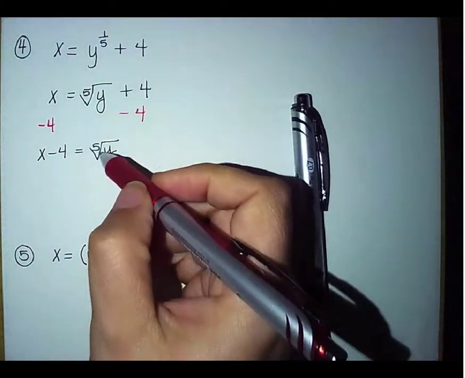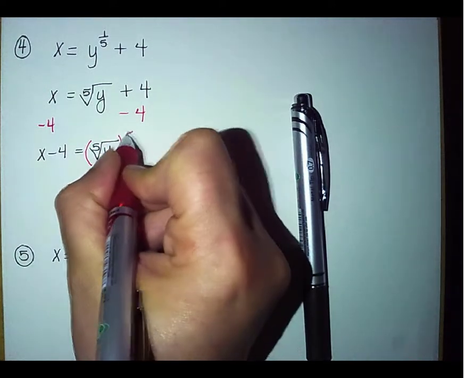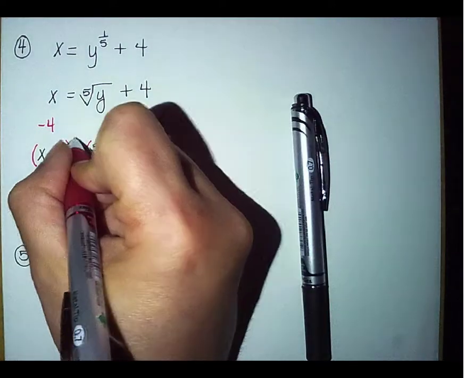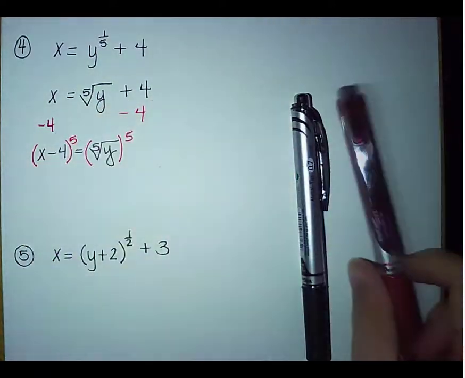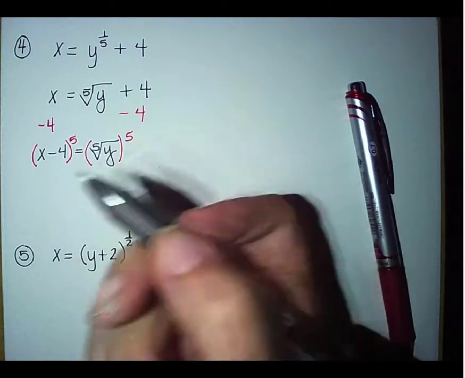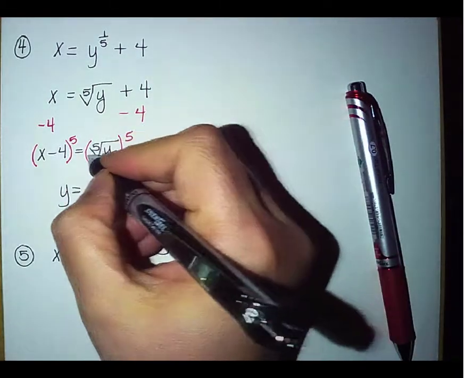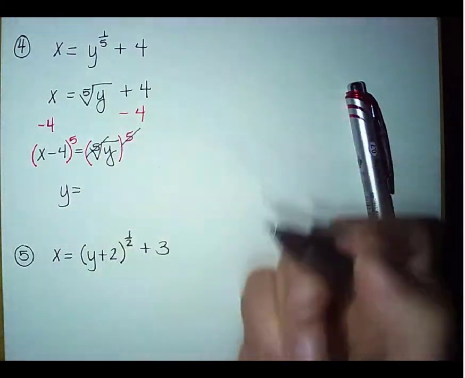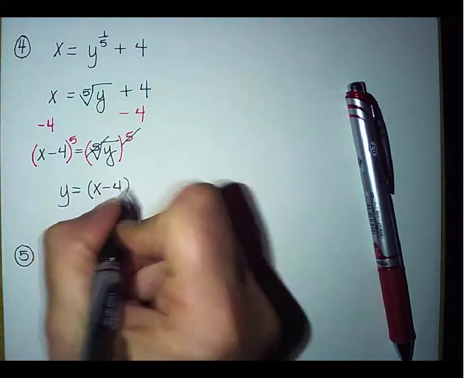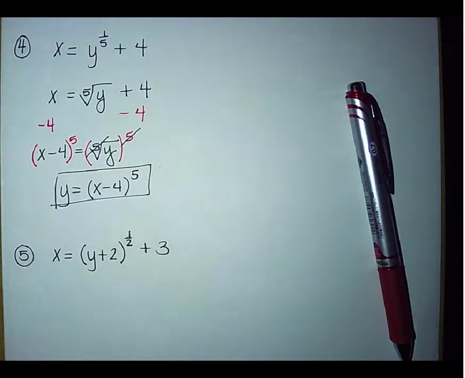Again, since we're dealing with a root, the opposite is the power, so we're going to use the power of 5. I'm going to make sure I put the entire left-hand side in parentheses and raise that to the 5th power. Since again, I don't like having my y over here on the right-hand side, I'm going to move it over to the left. Again, the 5th root and 5th power cancel, so I have y equals (x minus 4) to the 5th power. This would be my answer for question number 4.